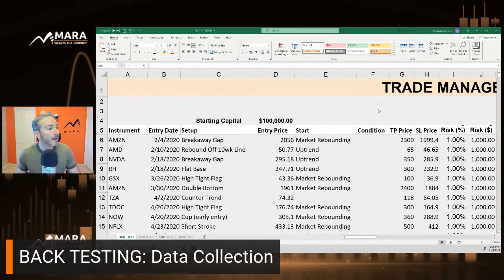So right here, the way that I started backtesting was that I took my trading journal. I keep my trading journal just in Google Sheets. If you've seen some of the other live streams, you've seen some of my trading journal, and it's kept in a Google Sheet.